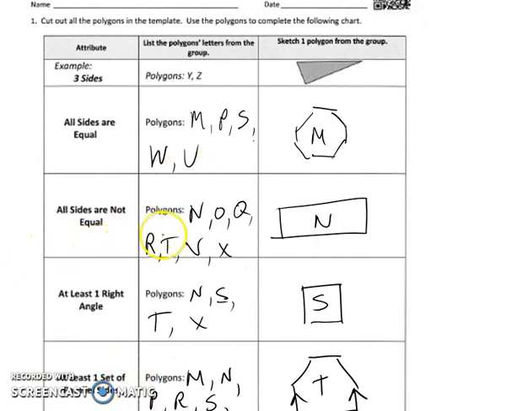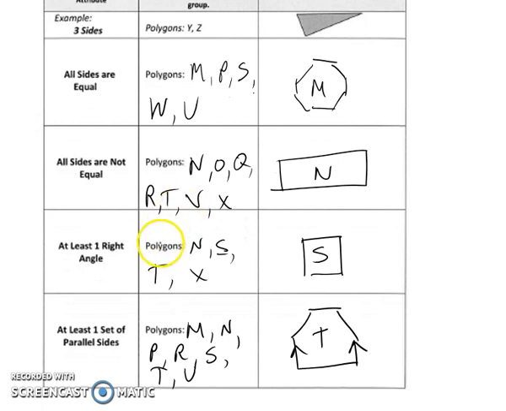All sides not equal would be N, O, Q, R, T, V, and X. Again, I drew shape letter N, the rectangle. The next one, at least one right angle, you should have had 4: N, S, T, and X. So I drew S, square.